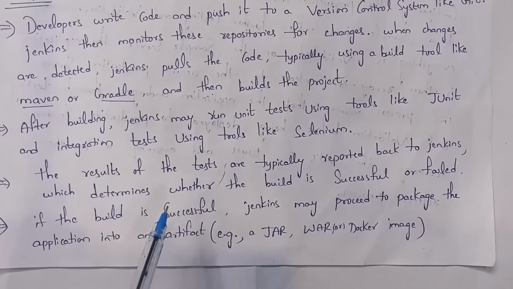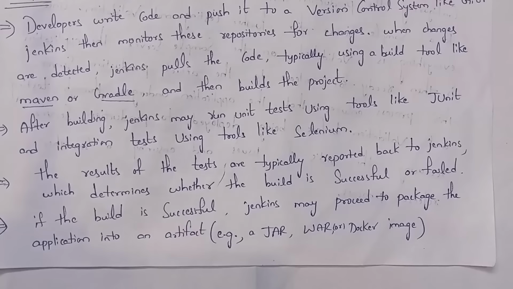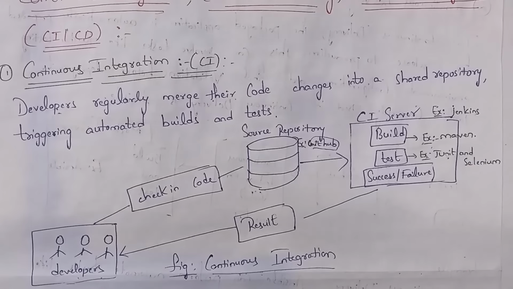If the build is successful, Jenkins may proceed to package the application into an artifact. Our application which is in working condition is known as an artifact. Generally, an artifact is a file in working condition. That file can be a jar file or a war file, or it can also be a Docker image. This is all about the continuous integration process.